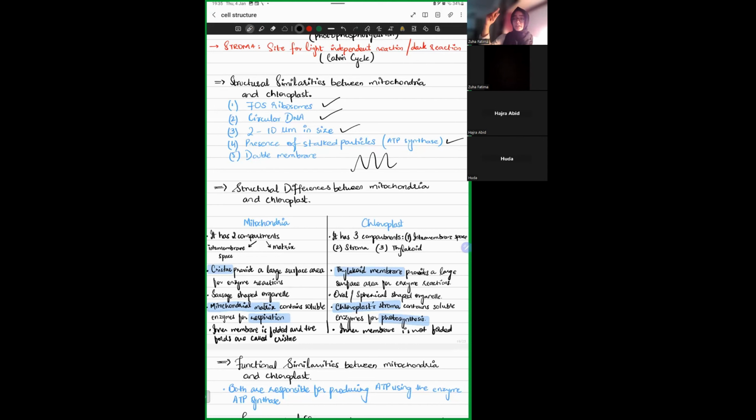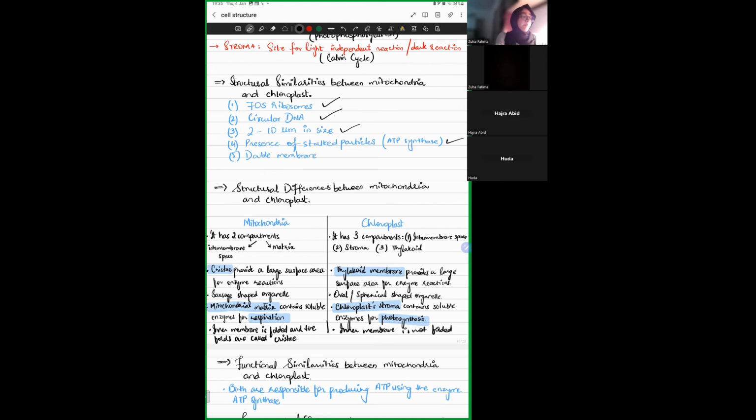It has its ridges, and the inner membrane of chloroplast is not folded. Now, when I was talking about the stalked particles between mitochondria and chloroplast, I mentioned that the stalked particles are present on cristae in the mitochondria, the folds of the inner membrane, and in chloroplast, the stalked particles are present where? They're present on the surface of the thylakoid membrane.